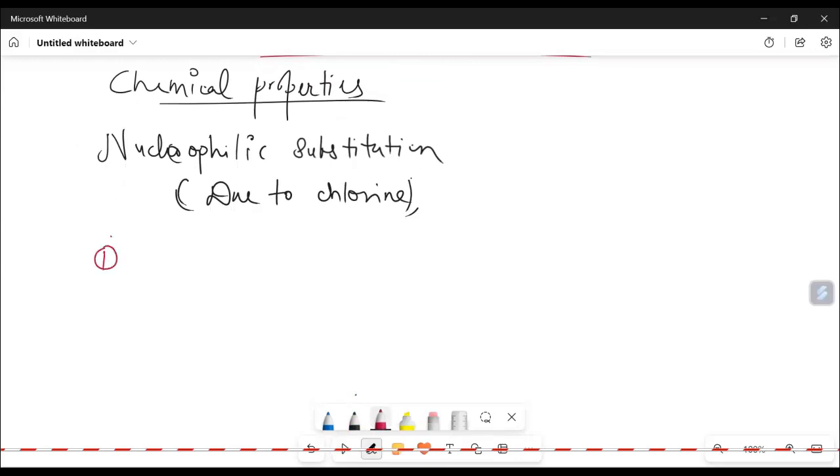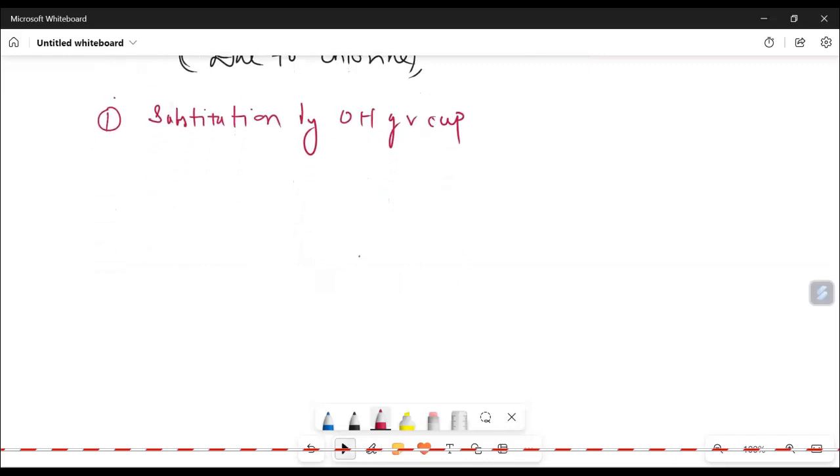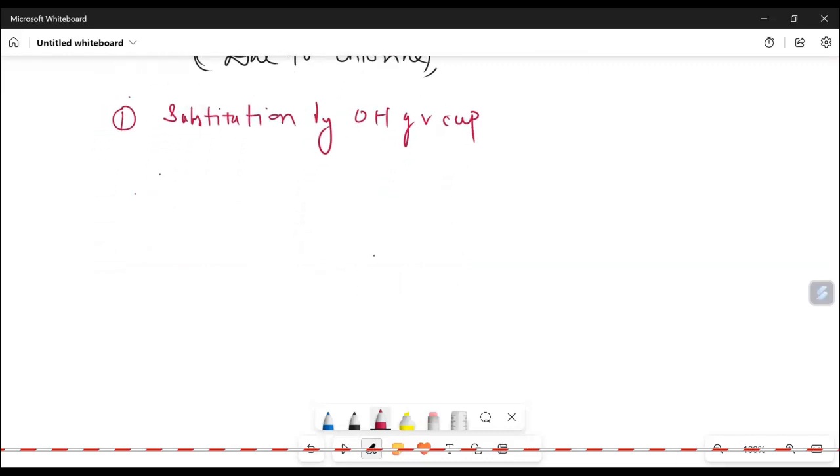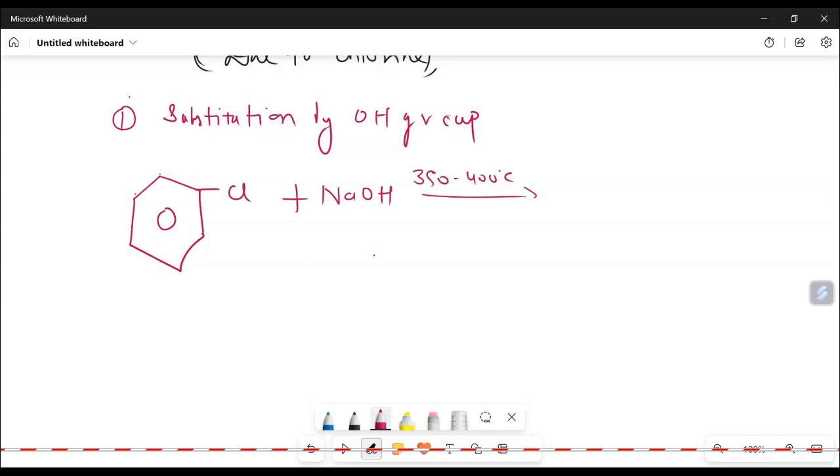The first reaction we are going to discuss is substitution by OH group. You can write down with me. There are a number of reactions we are going to follow. Okay, let's start with it. So you have chlorobenzene. Suppose you have chlorobenzene reacts with NaOH. It will be nucleophile NaOH. So at the temperature 350 to 400 degrees Celsius, under pressure it will form phenol plus HCl.